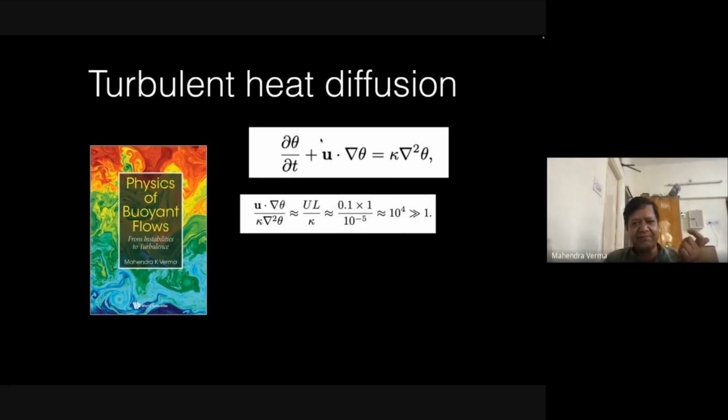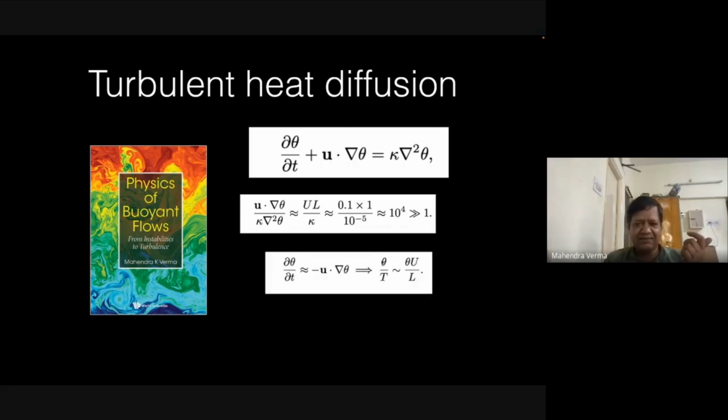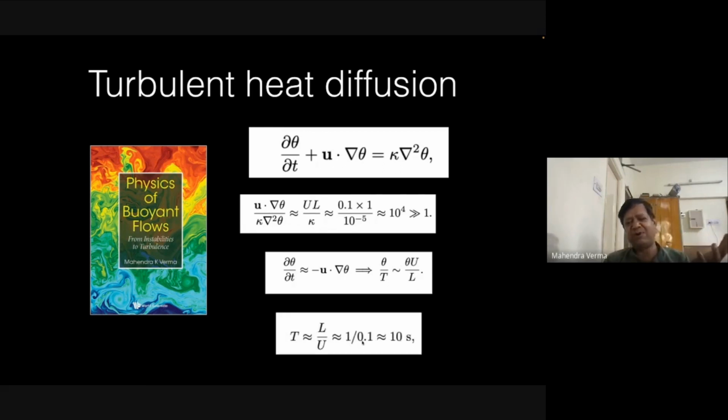So I should estimate the time by equating these two terms, this one and that term. Now if I do it, what do I get? Theta by t is u theta by L. So time is L by u, which is 1 by 0.1 meter per second, is 10 seconds. So it takes around 10 seconds for the air conditioner's cold wind to come to me. Of course, this is hand waving. I mean, this 0.1 meter per second could be lower or bigger and so on. But this is a general idea. The turbulent diffusion happens because of the hydrodynamics. This u is playing a big role, and it's a new physics.